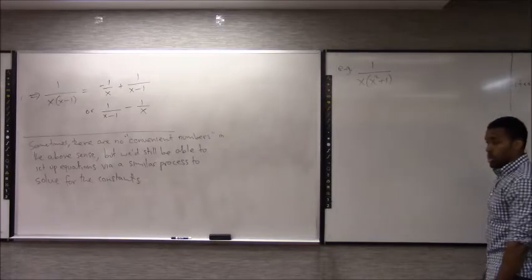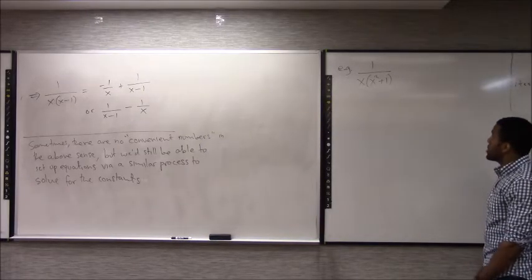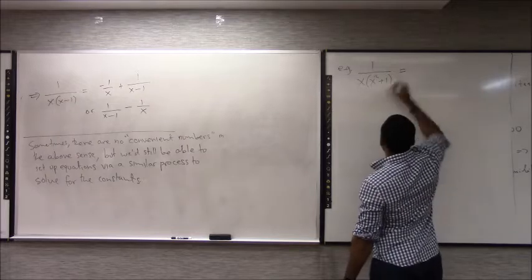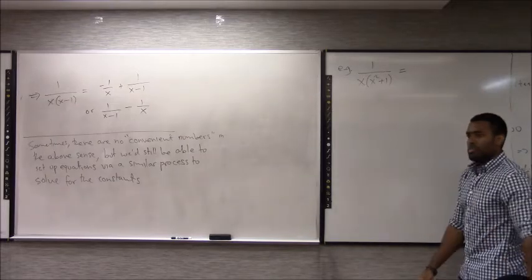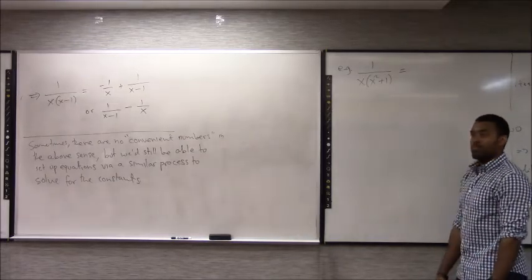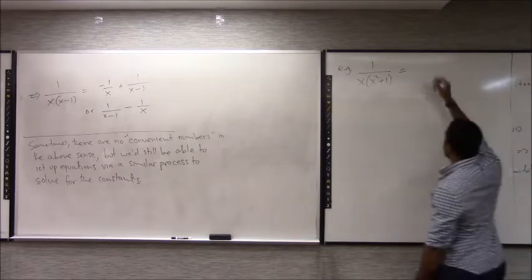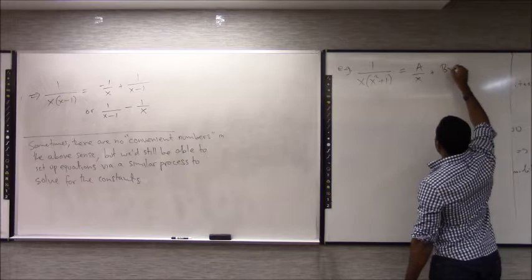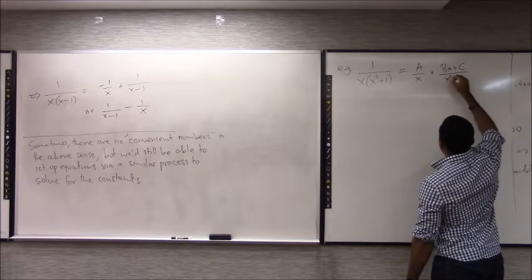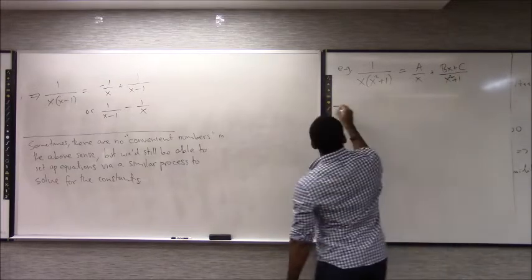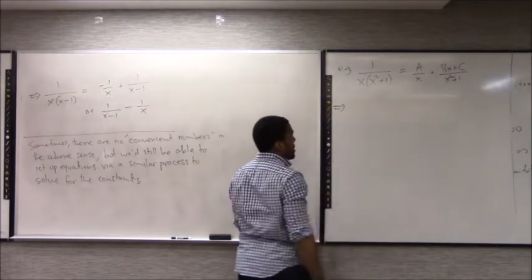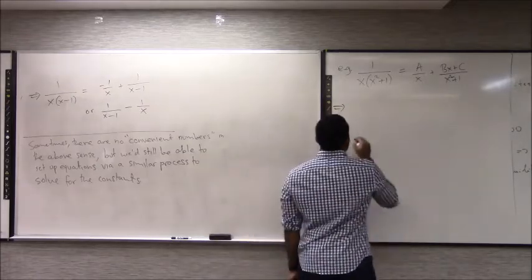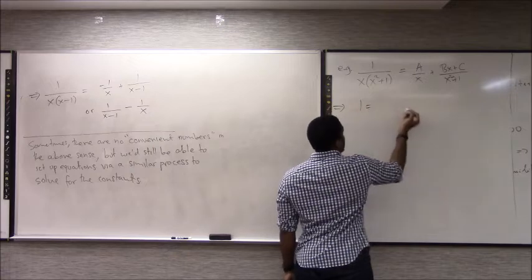Now, of course, going through the first three steps, this is going to break up into, maybe someone should tell me what these break up into. A over x plus bx plus c over x squared plus 1. Then, following this method, multiply both sides by the denominator on the left. What am I going to end up with here? 1 equals?